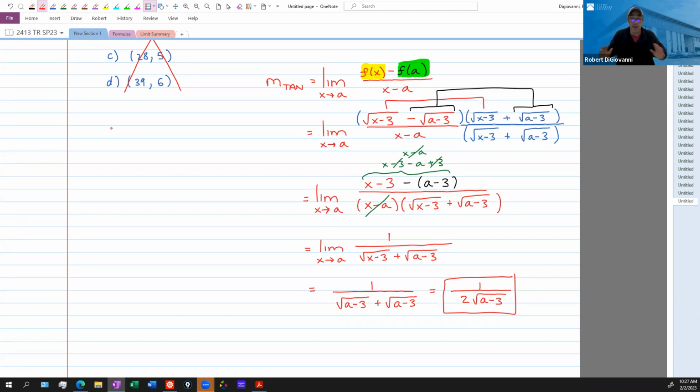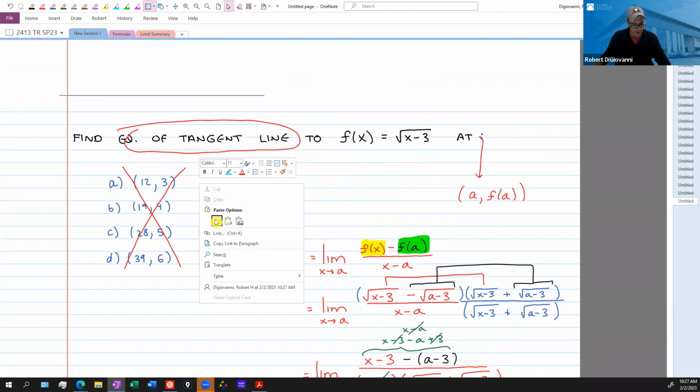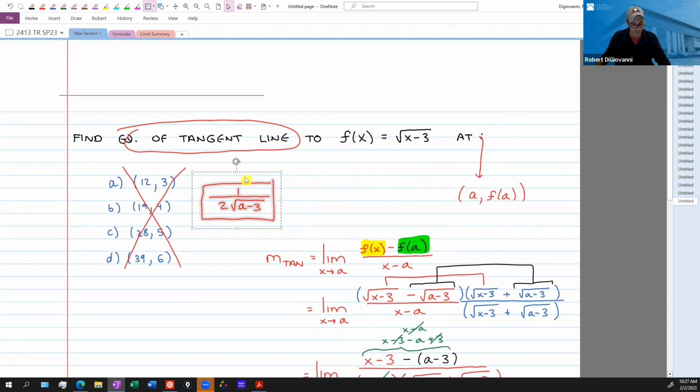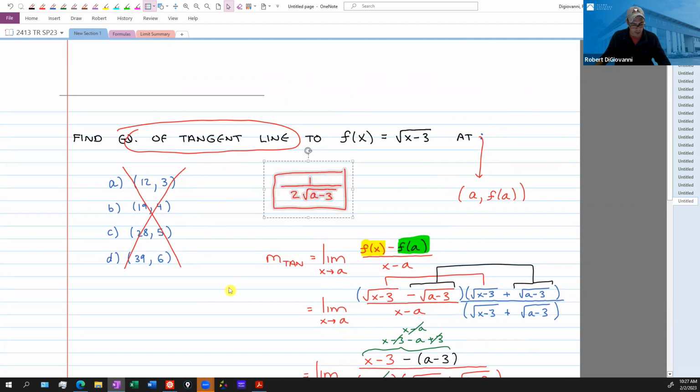This is extremely powerful now, because what I've done is I've come up with a generic formula that will always give you the slope of the tangent line at any value of a you want to plug in. You can give me any value of a now, and I will tell you the slope of the tangent line there. So let me copy this, put it right here, and now let me come back and answer.